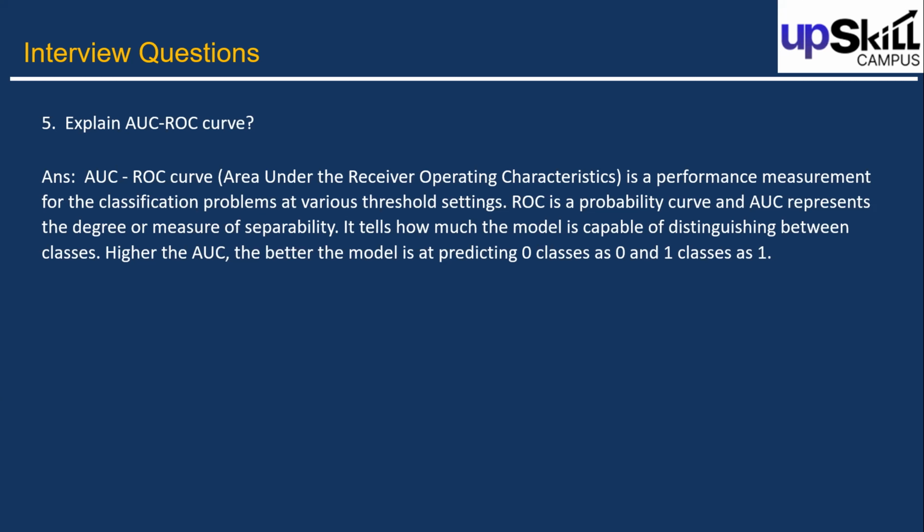For example, you have two classes, suppose cancer and not cancer. And you need the predictions of these to be very separated. It should not happen that it's maybe cancer, maybe not cancer. These two classes should be very separated in predictions. And the higher the AUC, the better it is, like predicting 0 classes as 0 and 1 classes as 1.